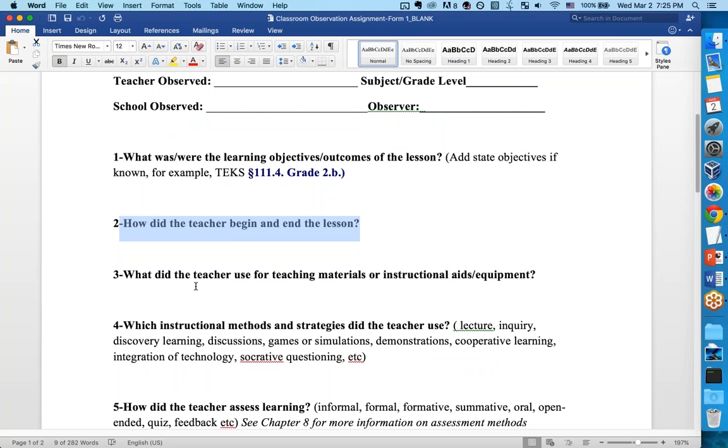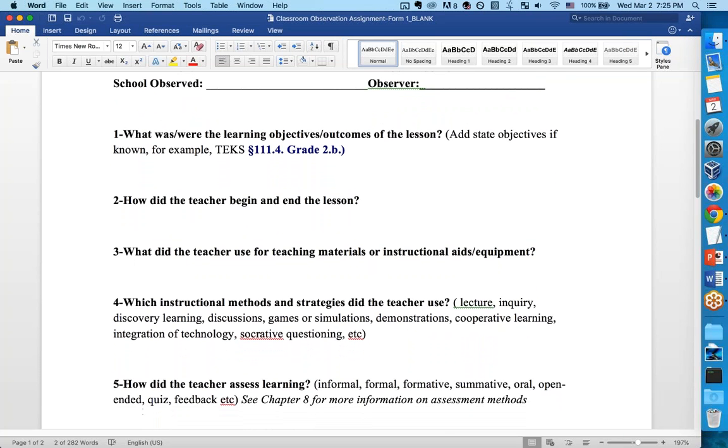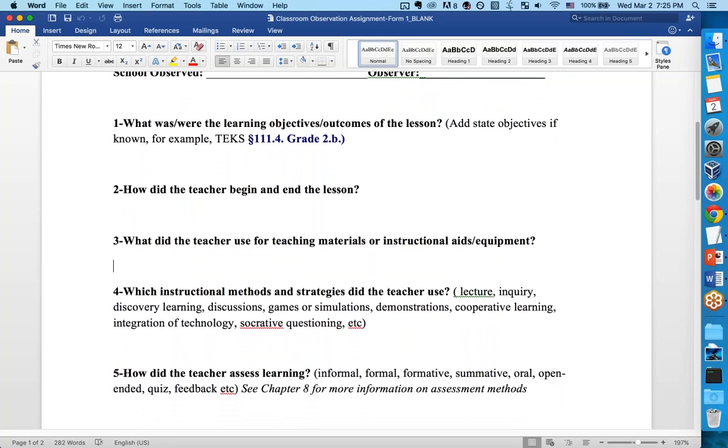So what did the teacher use for teaching materials or instructional aids and equipment? Did the teacher use just a textbook or some other supplementary material? Or did the teacher use some technology or some device in the classroom? You want to look for that in this question and explain how that device, how that material is being used. I'll take your questions in a minute, okay?